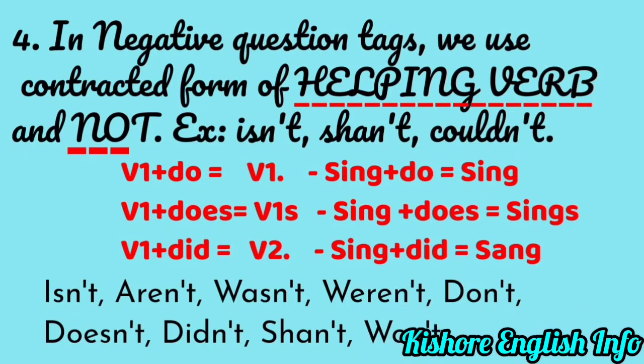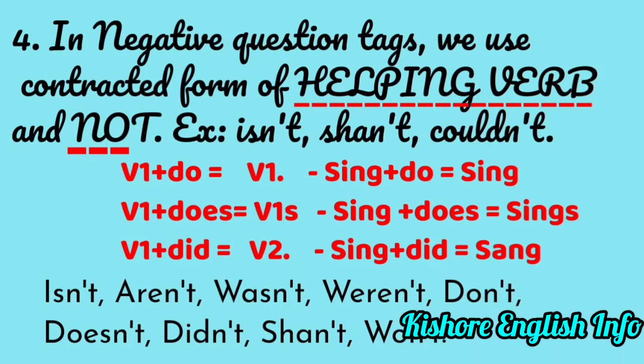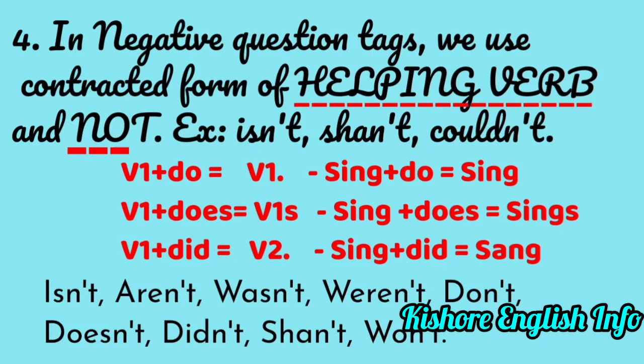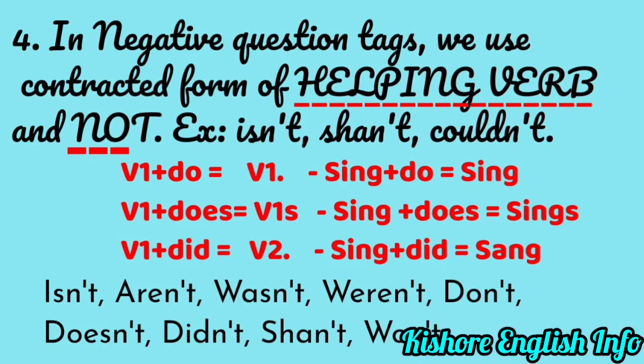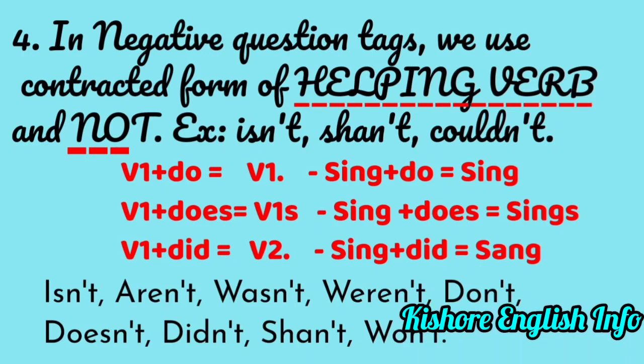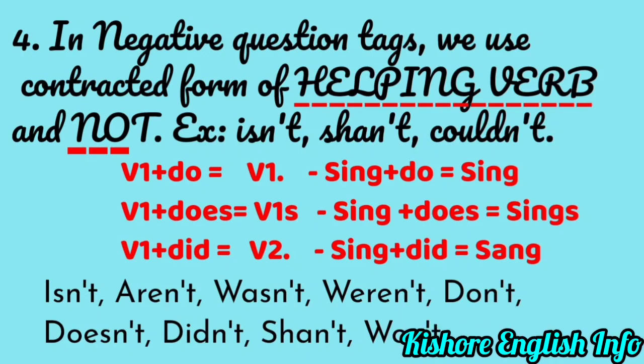V1 plus do is equal to V1. Sing plus do is equal to sing. In other words, what I want to convey is that in every verb, there is a helping verb in do form. Is, am, are are already directly helping verbs.